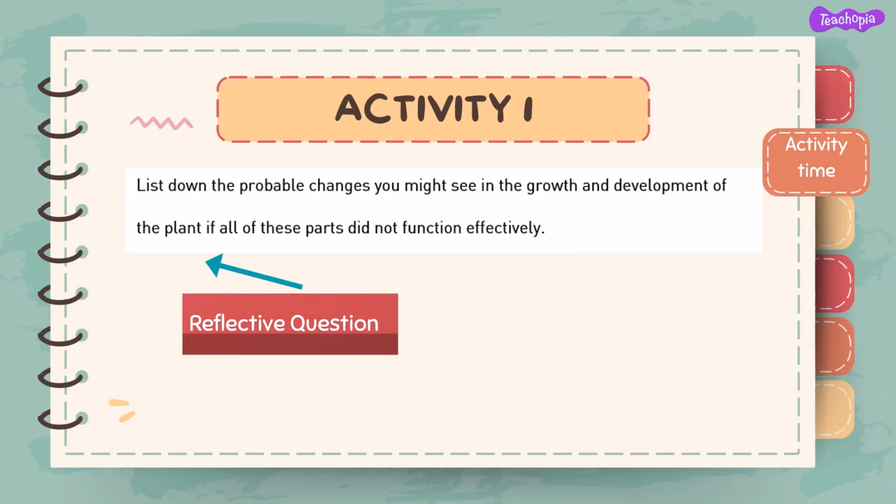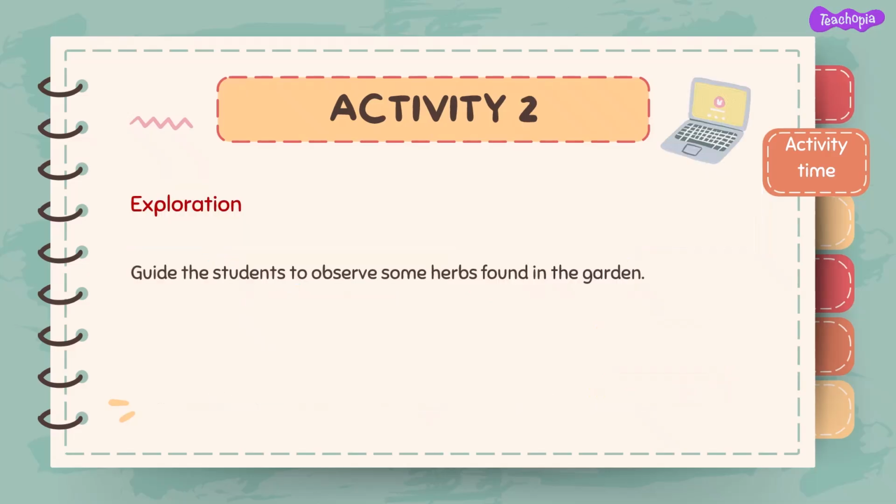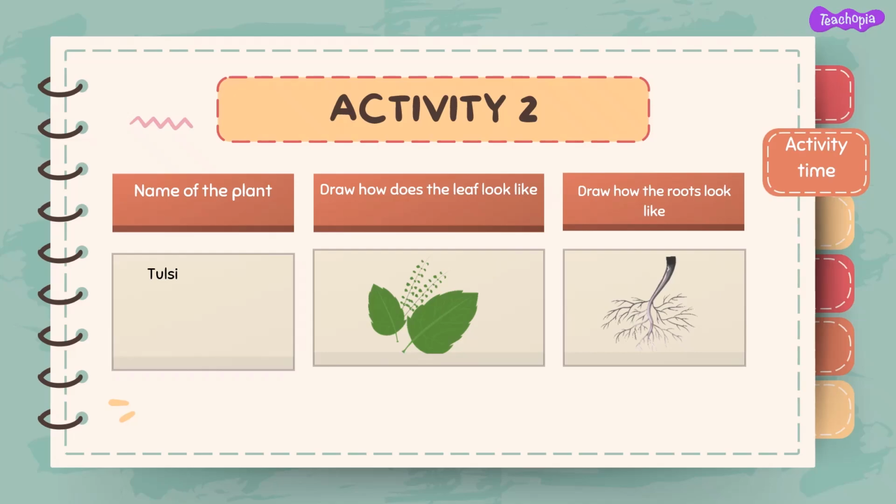A reflective question like, what if these parts didn't function, pushes them to predict outcomes, strengthening communication as they explain their reasoning. In the second activity, students explore the structure of leaves and roots. They draw the diagrams of both leaves and roots. This involves creativity and helps students understand the relationship between the root system and the vein system in a plant.